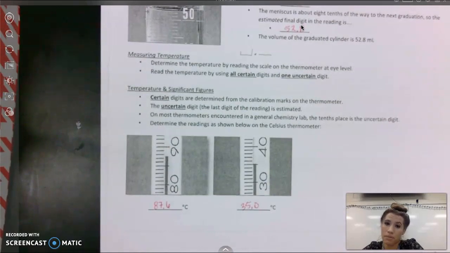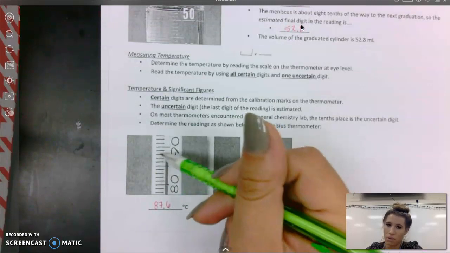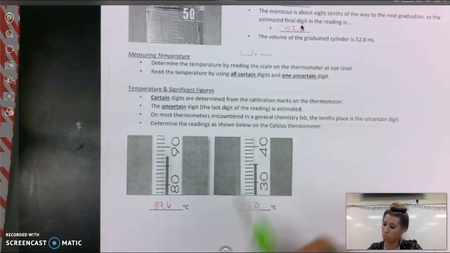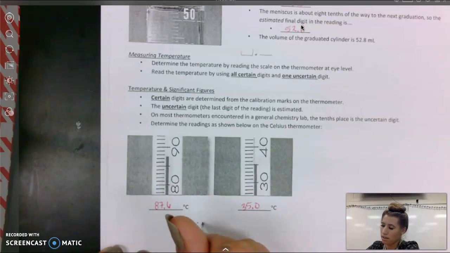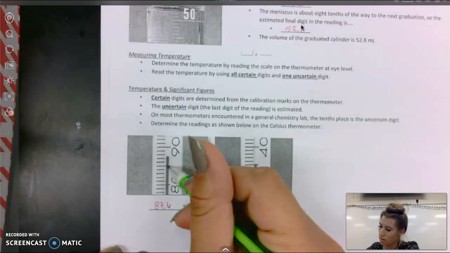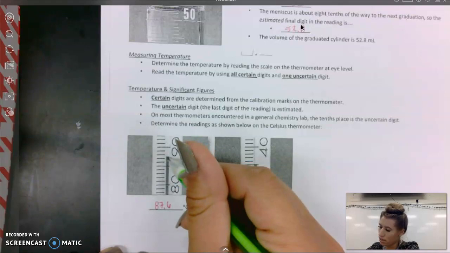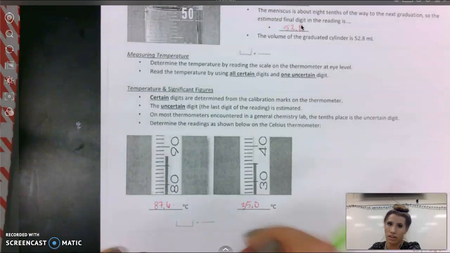Again, for temperature, first look at your device and decide where the estimated value is going to be. So I see 80 and I see 90, and we have 10 calibration marks, and so each calibration mark is a whole number. So I'm going to be certain of those whole numbers, but then I'm going to be estimating the tenths value there. And so I'm certain that I'm past 85 and 86 and 87, and then I'm estimating that I'm 6/10 of the way to the next 88th calibration mark.